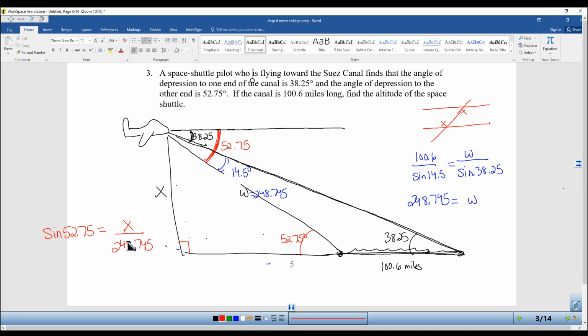248.745. Now this number is actually still in my calculator, so when I multiply it to both sides, I'm just going to write 248, but I'm actually just going to, on my calculator, hit times sine of 52.75, and it's just going to give me the answer right away. X is equal to 198.00176. Let's see, did they ask us to round it any certain way? Nope. So about 198 miles. Remember, it's a space shuttle, so it's way up high.